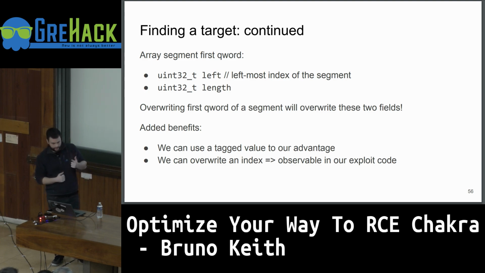It also has 2 added benefits as a target. We can use the fact that we have a tagged value to our advantage, because we'll be able to use the tag to control the value that ends up in one of the fields. And also, when we overwrite left, we effectively overwrite an index, which means that it's observable in our exploit code. So we'll be able to test if our bug worked.